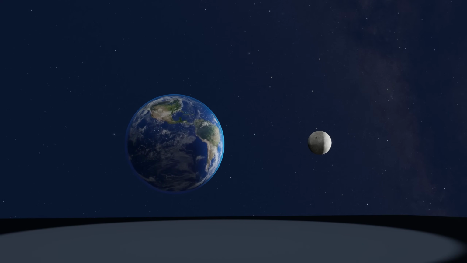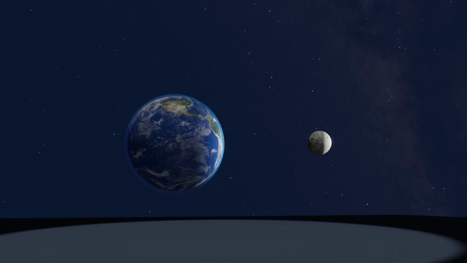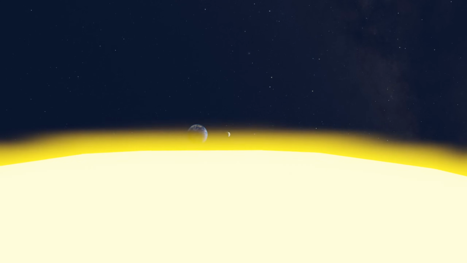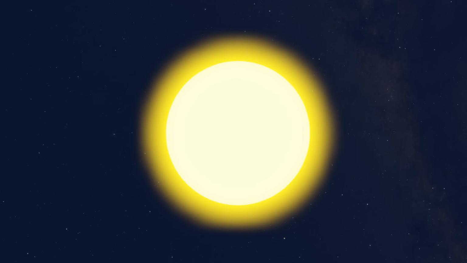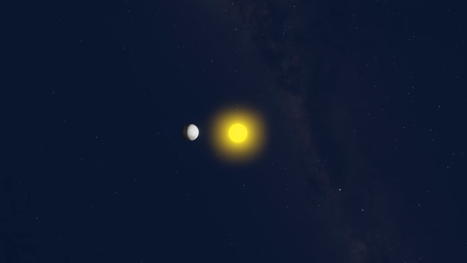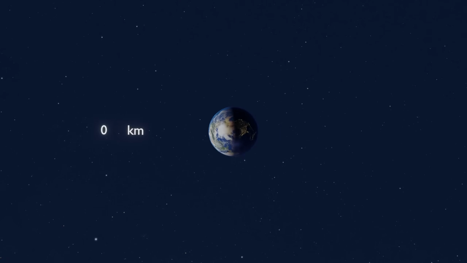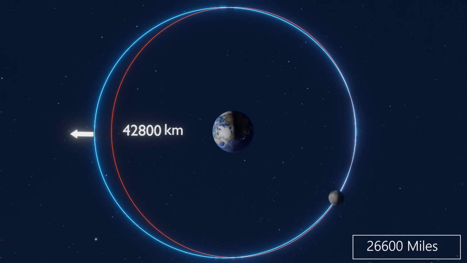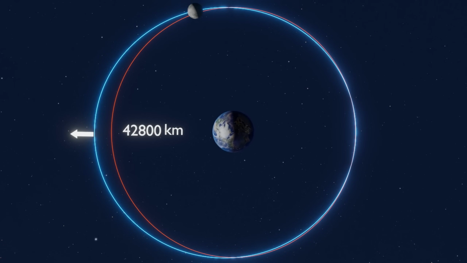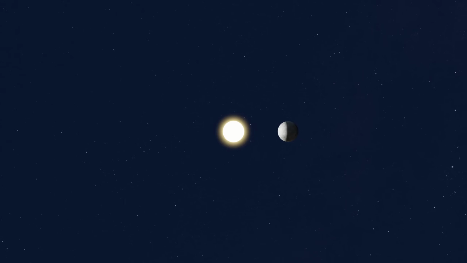This is the size of the moon and Earth to scale, and this background that they are sitting on is the sun. But because the sun is so much further from Earth than the moon, they both appear roughly the same size. The moon's orbit is elliptical, which means that its distance from Earth can vary by almost 43,000 kilometers depending on its position in its orbit. This variability in distance, along with the similar apparent sizes of the sun and moon as viewed from Earth, plays an important role in solar eclipses.